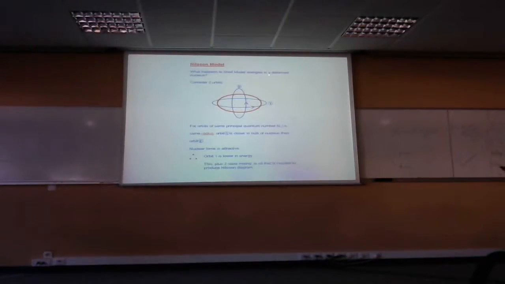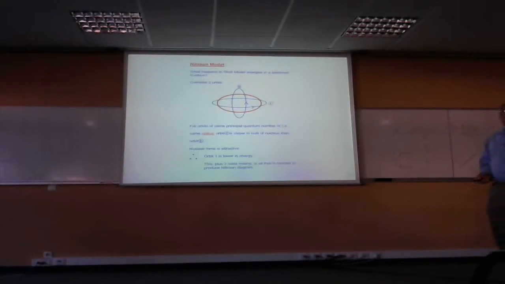So the question is, if you have shell model energies for a spherical nucleus, and now you deform the nucleus, let's consider two orbits called 1 and 2. I could have called them 16 and 17 or whatever, but I chose 1 and 2. This orbit goes around the equator, and this goes what I call polar. The key thing to notice is that orbit 1 is closer on average to the bulk of the nucleus, which is deformed in this direction, than orbit 2.